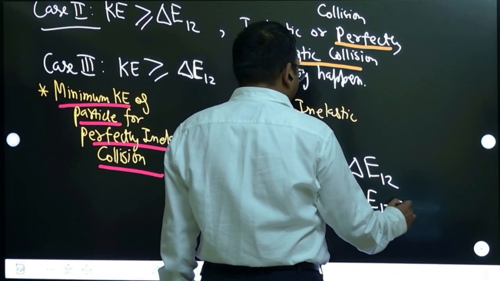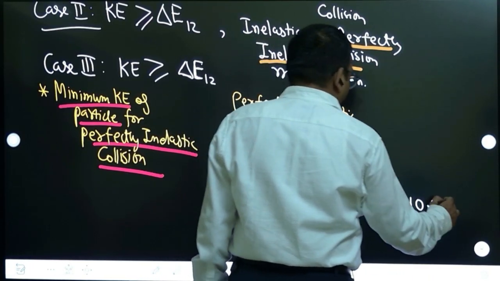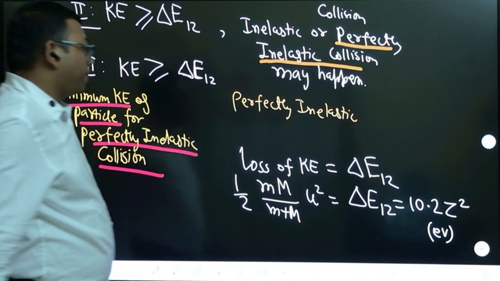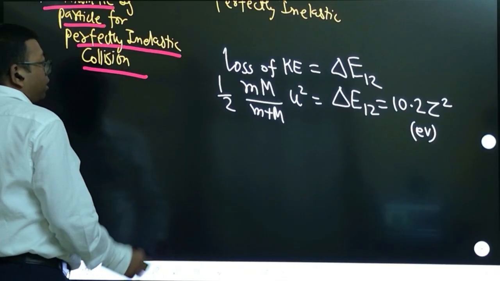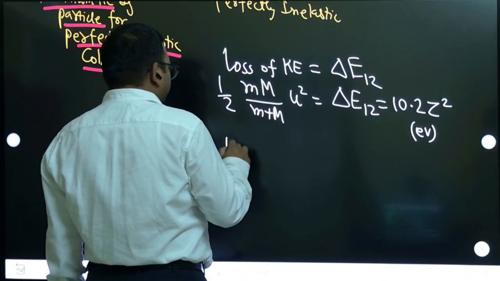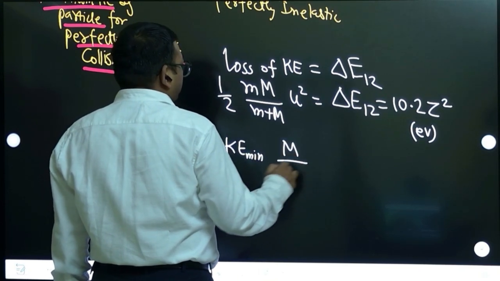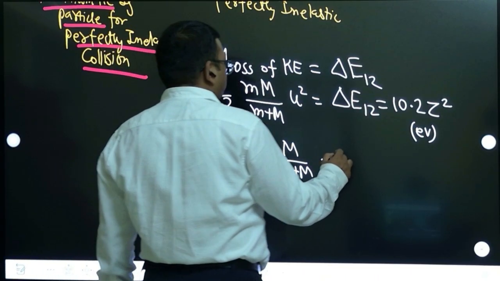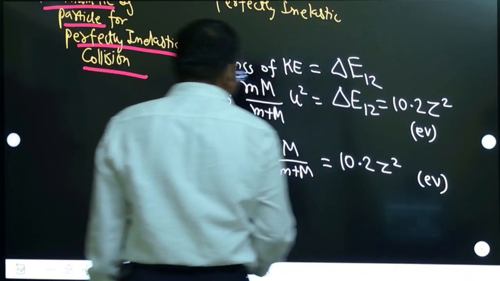Delta E12, how much is it? It is 10.2 Z square, remember, because we are taking hydrogen-like atoms. This is in electron volt, of course. So from here, in general, half mv square is the kinetic energy, which is the minimum kinetic energy calculation, and this is m by m plus m. M by m plus 1 is equal to 10.2 Z square electron volt. This energy is in electron volt.